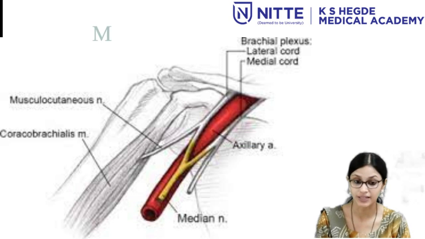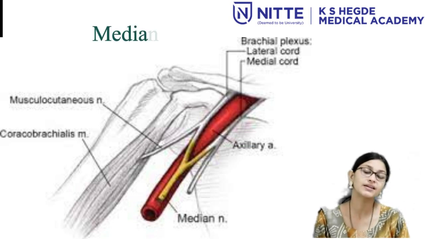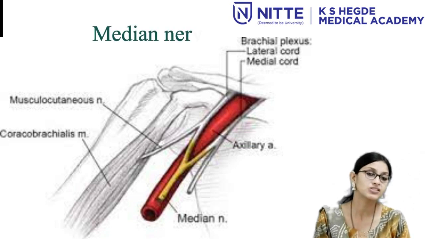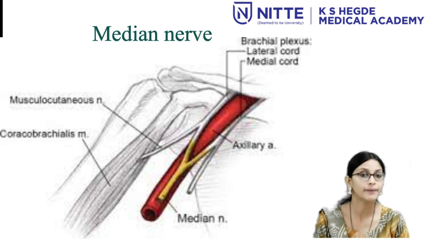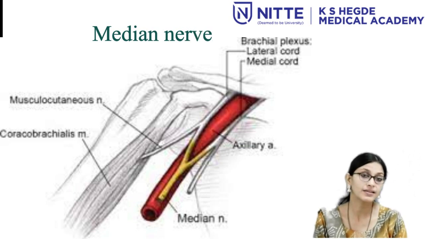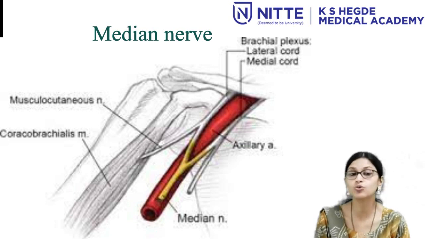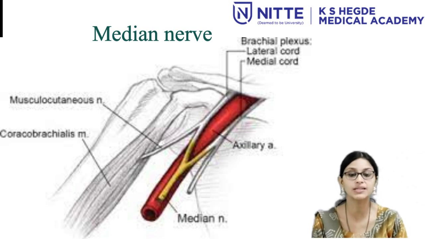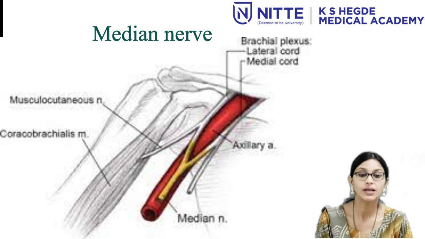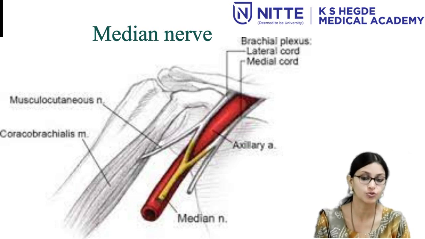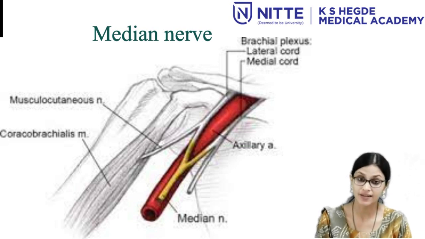Next, coming to the median nerve. This median nerve is contributed by the branches given by the lateral cord and medial cord. So it has two roots: the lateral root, which is a branch derived from the lateral cord, and the medial root, which is a branch given by the medial cord of the brachial plexus. The medial root joins with the lateral root after crossing the front of the third part of the axillary artery. The trunk thus formed descends on the lateral side of the axillary artery.